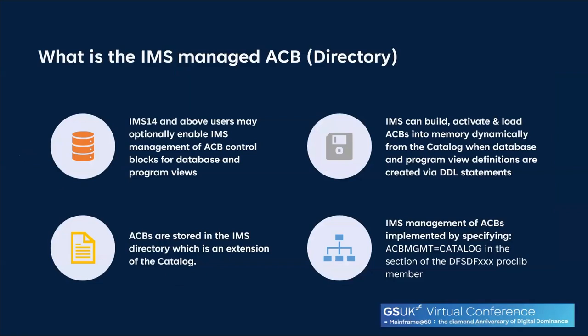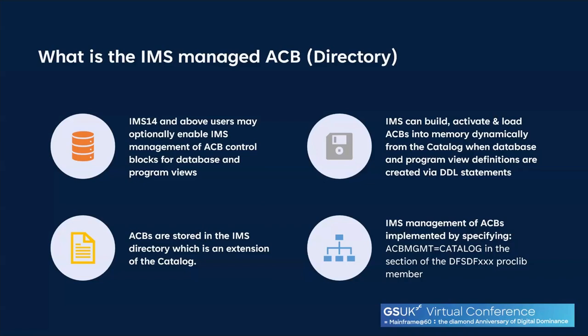So what is IMS managed ACB? We have talked about the catalog, we have talked about the directory, and eventually, in IMS 14, a concept called IMS managed ACB or directories got introduced. I think it became GA sometime in 2017, if I'm not mistaken. From that point onwards, you can optionally enable IMS managed ACB. The catalog is a prerequisite for IMS managed ACB, because to enable it you must first have a catalog. So that's a mandatory requirement.